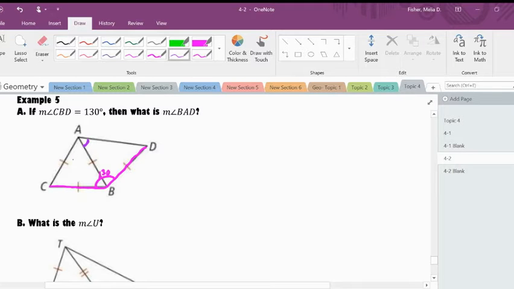So if all sides of this triangle are congruent, which means that 180 divided by 3 equals 60. So each of these is 60, which means that 130 minus 60 equals 70. So that means that this angle right here is 70.